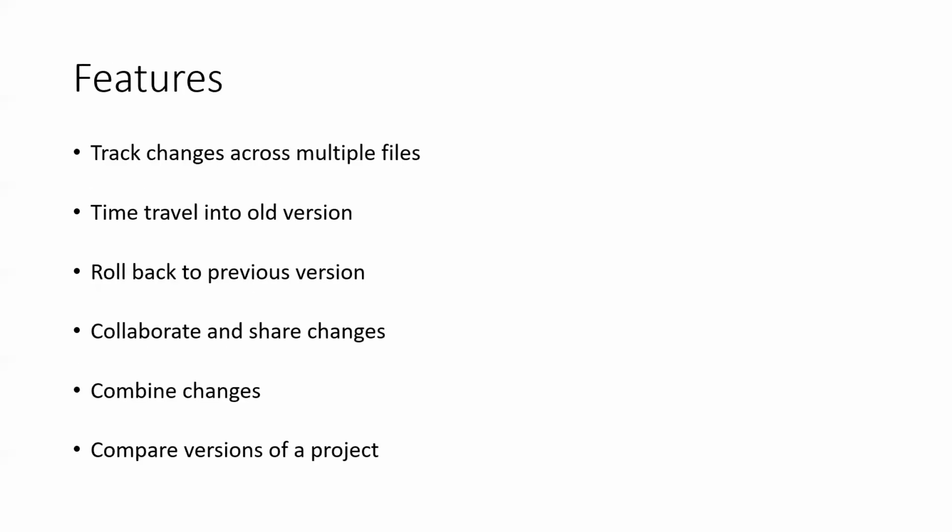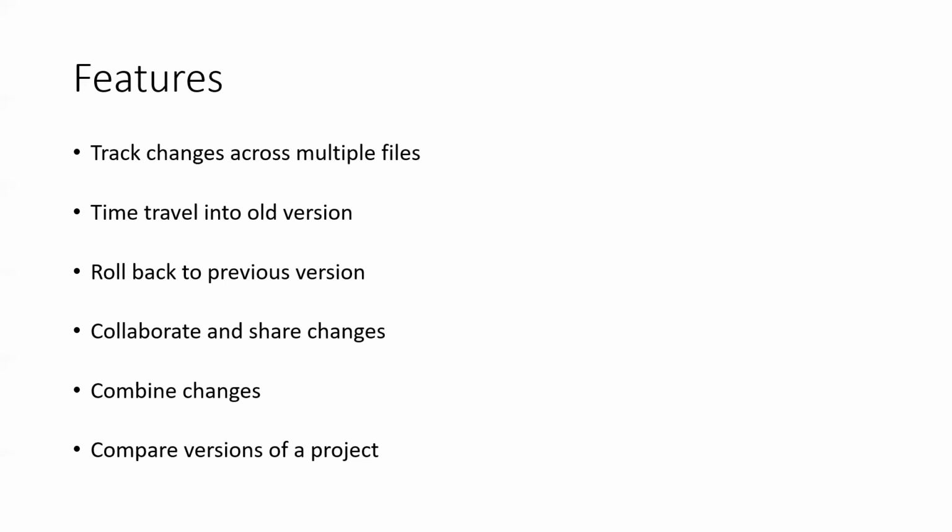So these are the main things I want to mention, the features we can talk about. Track changes across multiple files. Time travel to an old version: if there is a faulty production movement, we can check what the old version is and work accordingly. Roll back to the previous version, which I already mentioned.